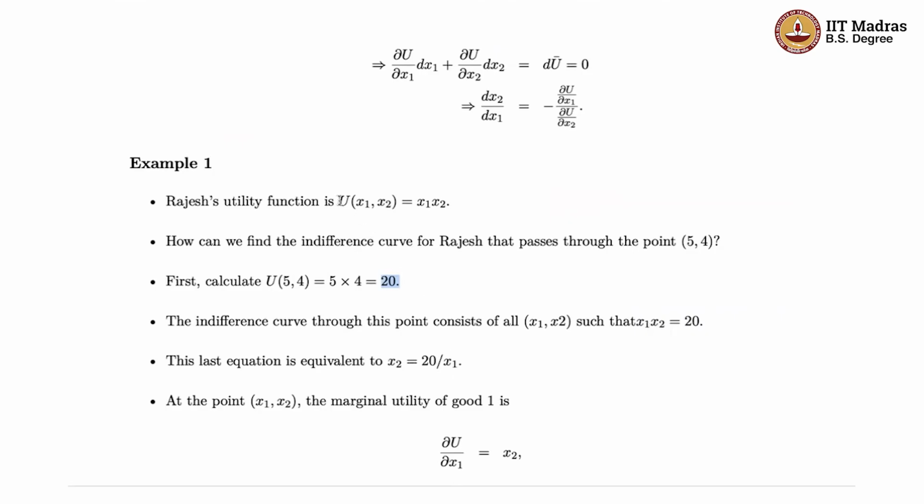So for somebody who has a utility function like this, this is what the indifference curve equation would look like, one that passes through (5, 4).